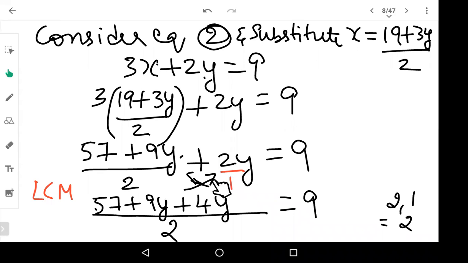So whole divided by 2, that is the LCM you get for 2 as well as 1. And in the numerator, you have to cross multiply the denominators. Okay. Now, if you see, since 2y doesn't have any denominator, we can just assume it to be 1. If there is no denominator, it is assumed to be 1.